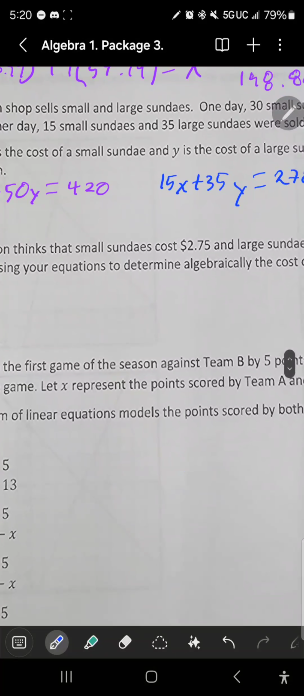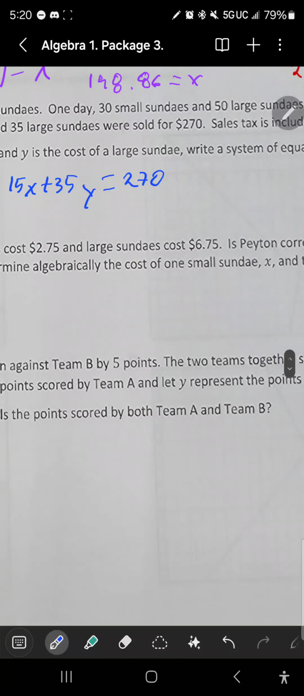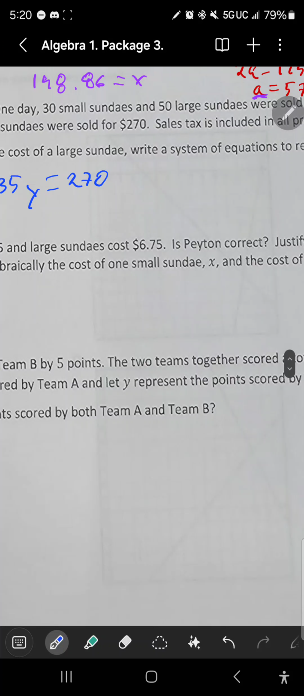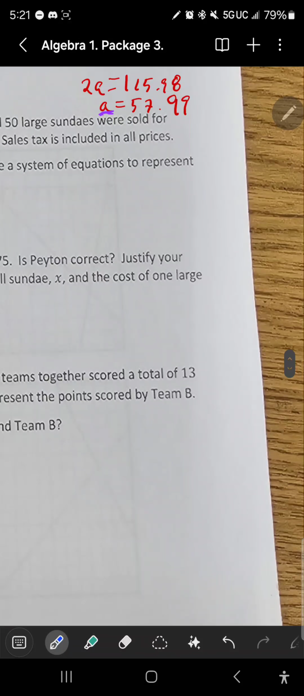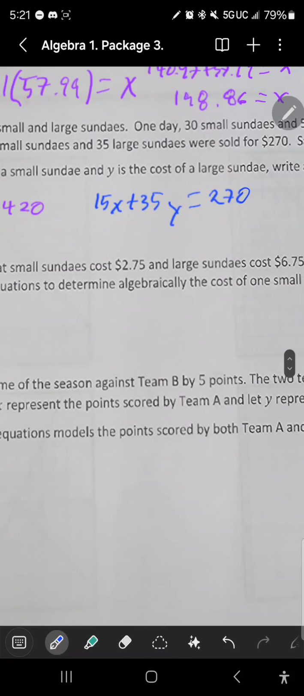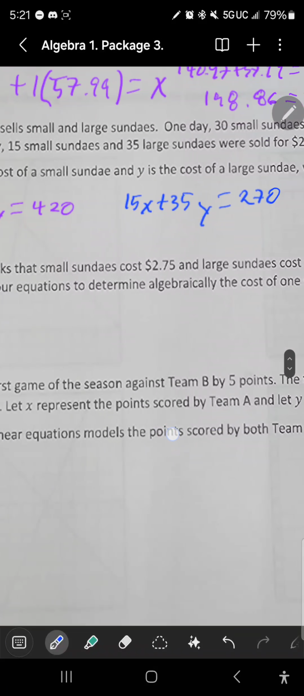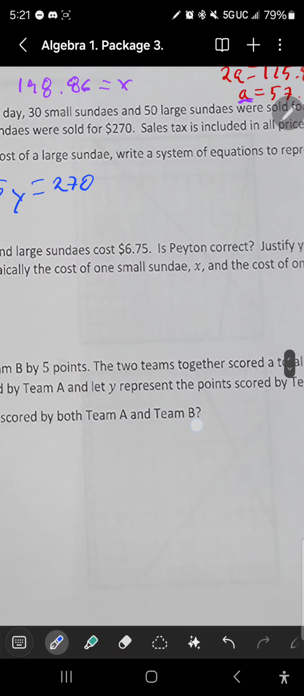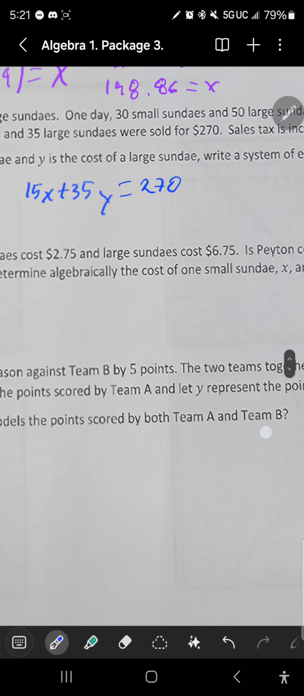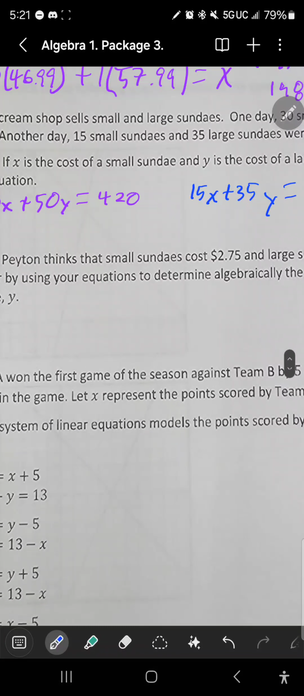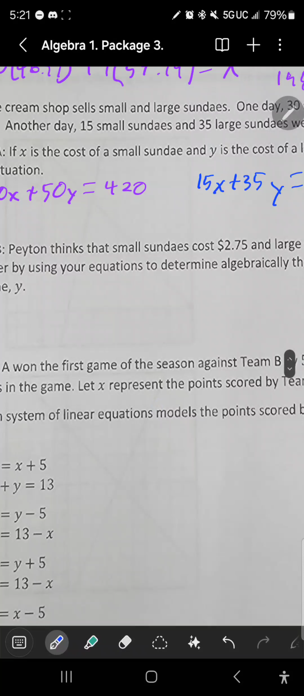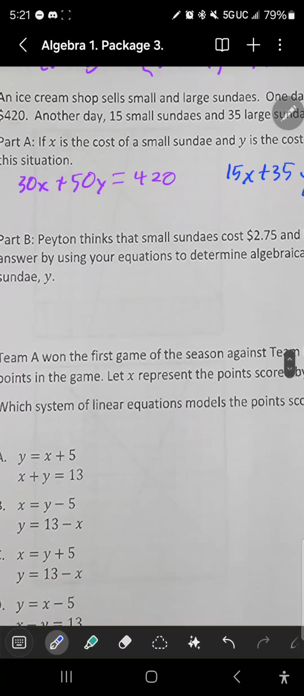Now, Peyton thinks that small sundaes cost $2.75 and large sundaes cost $6.75. Is Peyton correct? Justify your answer by using your equations to determine algebraically the cost of one small sundae x and the cost of one large sundae y. So this is basically what we have done just before.